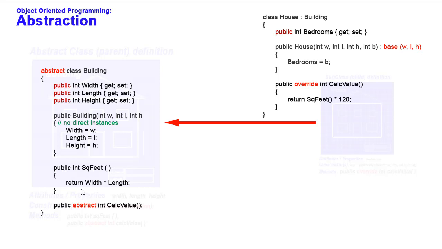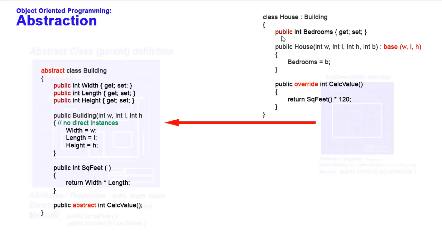I can have a method in that abstract class. In this case, I have square feet, which can return the width times the length. And I can also create an abstract method. Now this abstract method, notice it looks like a normal method definition, but there's no body to it. There's no brackets. Instead, I have a semicolon at the end and the keyword abstract. This requires then that every concrete or every subclass must implement the calc value method and return an integer.